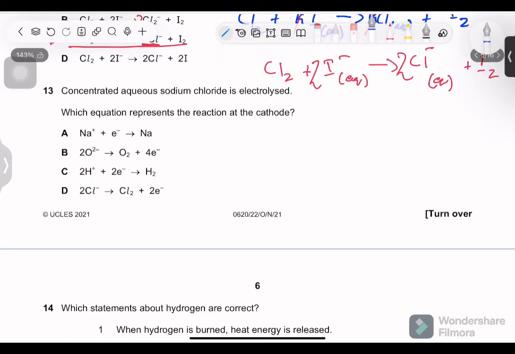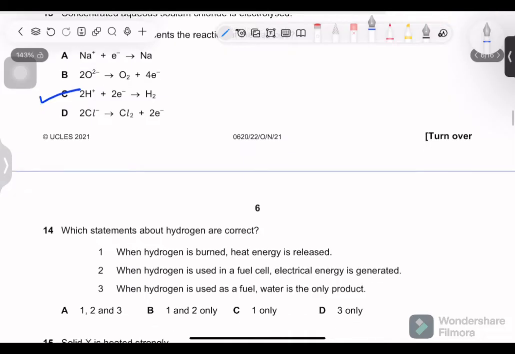Concentrated aqueous sodium chloride is electrolyzed. Which equation represents the reaction at the cathode? So at the cathode, hydrogen is being formed, so only option C is correct because cations are discharged at the cathode. So only this is correct.